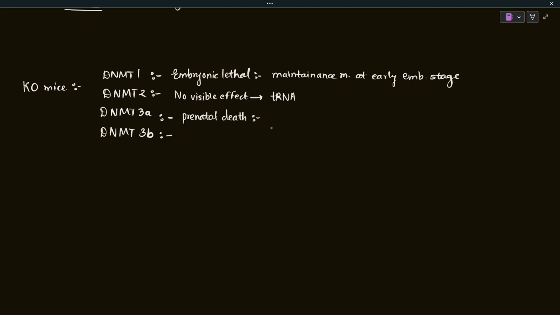This shows that DNMT3a is very essential for developing the new methylation patterns in the later stages of development, not in the early embryonic stage, but it does the de novo methylation in later stages of development. Okay, while DNMT3b knockout mice were also embryonic lethal.